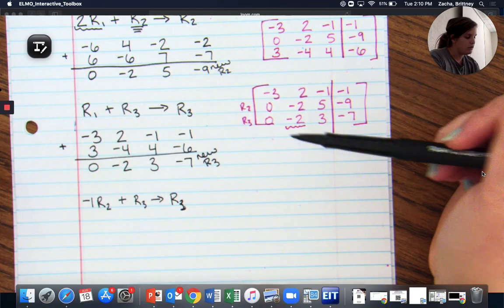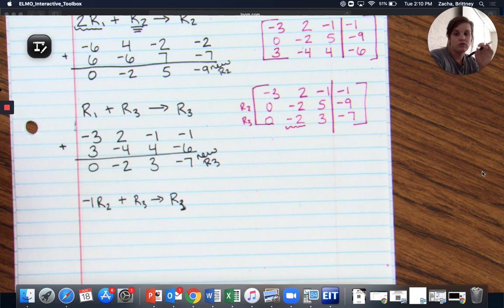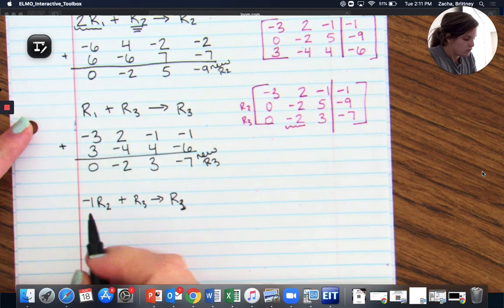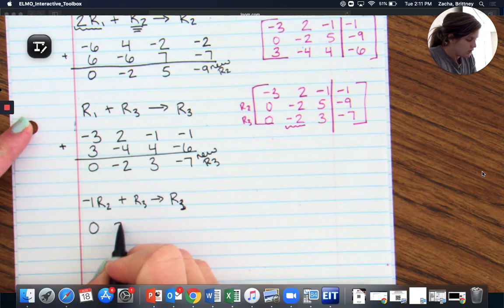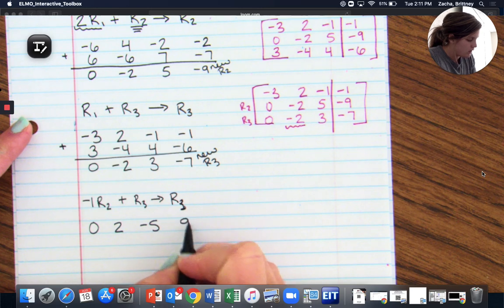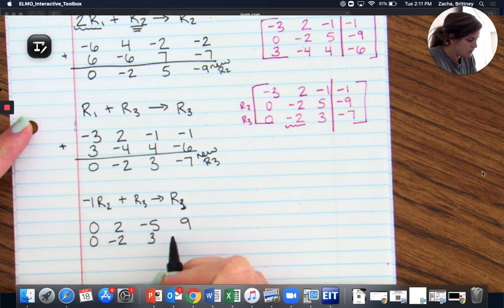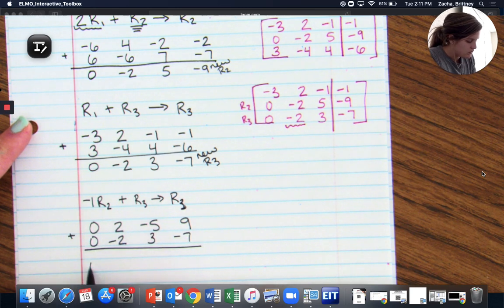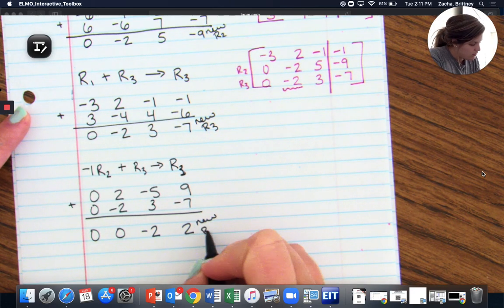Okay, so if your brain thought, well, I should multiply this by negative 1 and then add it to R2, that's fine. Go for it. Okay, do that, and then you can check your work with mine at the end. Again, our steps might look a little different, but the end result will be the same. Okay, so negative 1 to R2, multiplying each of those numbers by negative 1 would be 0, 2, negative 5, 9. R3 stays the same, so 0, negative 2, 3, negative 7. Add those, so 0, 0, negative 2, 2. And that's my new R3.